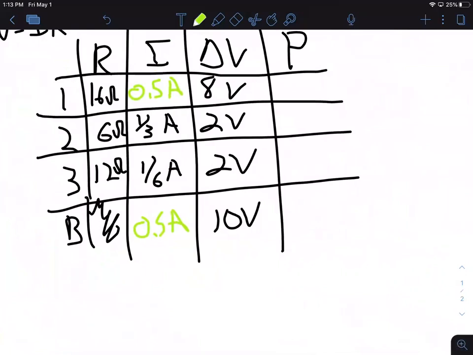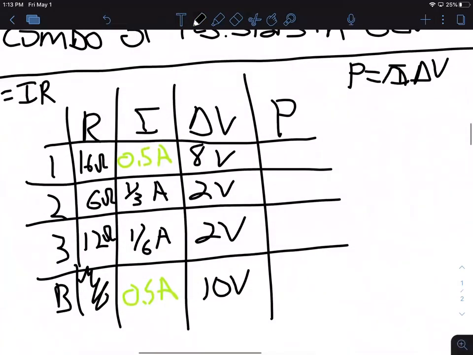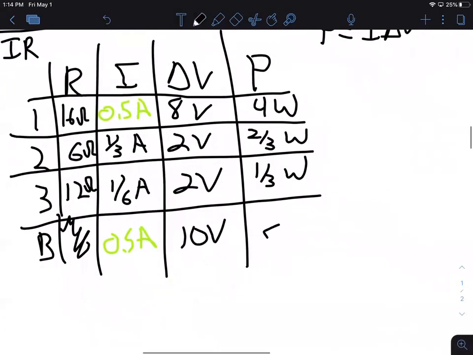All right, and then I can now go and find the power. P equals I delta V. Oops. So let's just plug in this times that equals this. 0.5 times 8 is 4 watts. 2/3 watts. 1/3 watts. 5 watts.